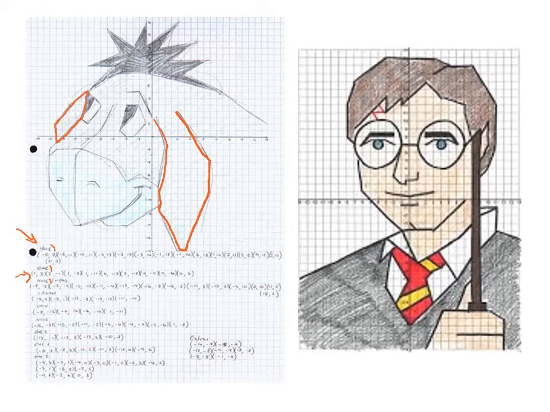And then Harry Potter, same thing, it's just a series of lines. So maybe they plotted points for the glasses all the way around, and they said in the instructions just join that to make the circle. And again, everything else is just a series of line segments.